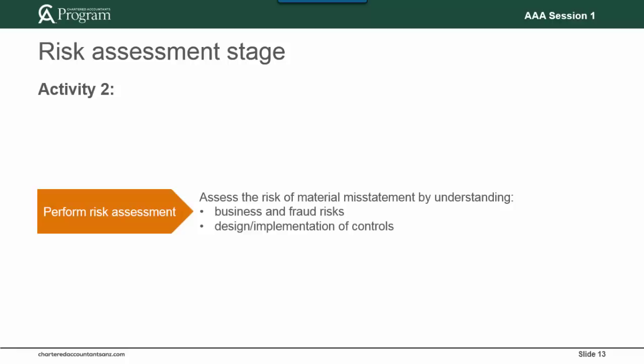The second activity in the risk assessment stage is to perform a risk assessment. This is where the auditor identifies what the risks of material misstatement may be in the financial statements by understanding the entity and its environment, business and fraud risks, and design and implementation of controls.